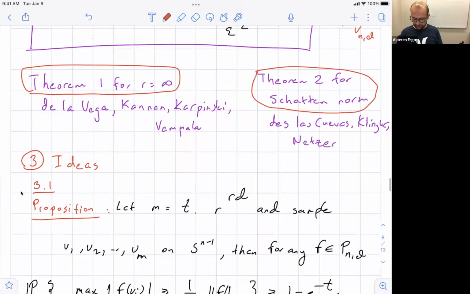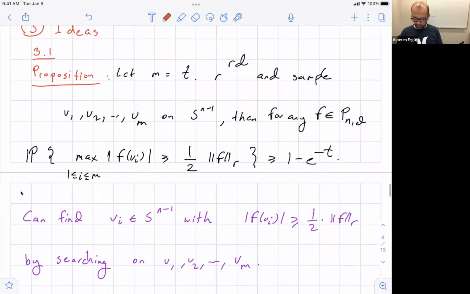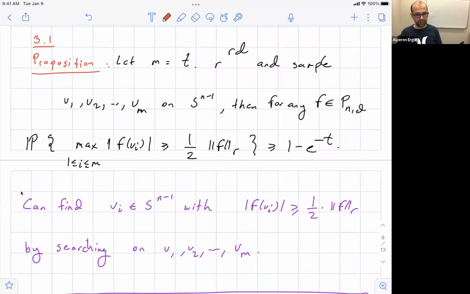So here are the ideas. First of all, this is our proposition that handles the number of samples that was required in this randomized greedy approximation algorithm. We had to prove the following. I want to find a vector on the sphere where the pointwise evaluation is bigger than half of the LR norm. Okay, you need to separate.